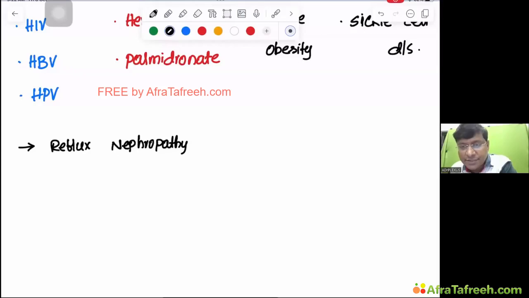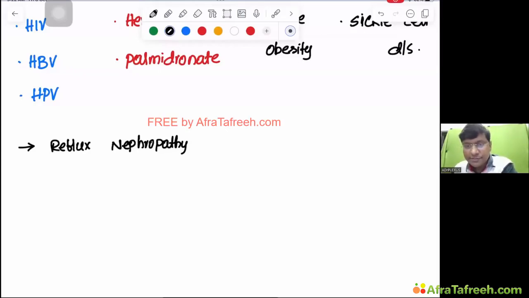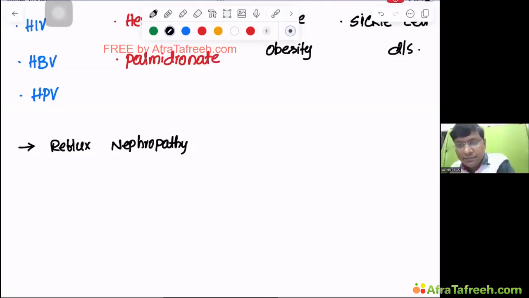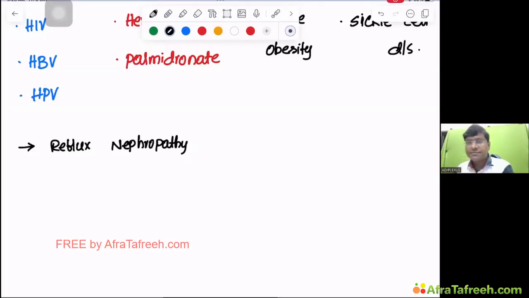Do you have any sphincters in the opening of the ureters into the trigone? There are no sphincters. Then when the bladder contracts, how is the reflux prevented? When your detrusor is contracting, how will the reflux into the ureter be prevented? Very good, Jacob. The ureters have an oblique insertion into the trigone of the bladder.